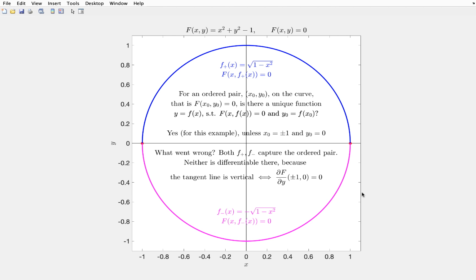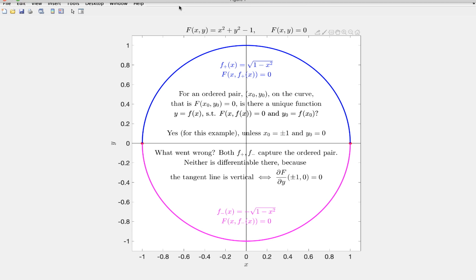Now notice that neither f plus nor f minus is differentiable at the point where things went wrong because the tangent line is vertical. In other words, if I took the derivative of f plus or f minus with respect to x at these points, I would get infinity. That is, if I took the limit as x approaches 1 or negative 1 of either f plus or f minus, then I would head off towards infinity. Another way of pointing out that the tangent line is vertical is that the derivative of f with respect to y at those points is 0.